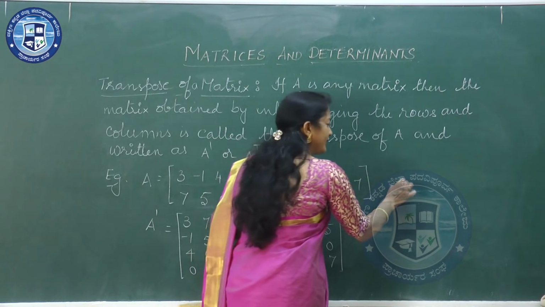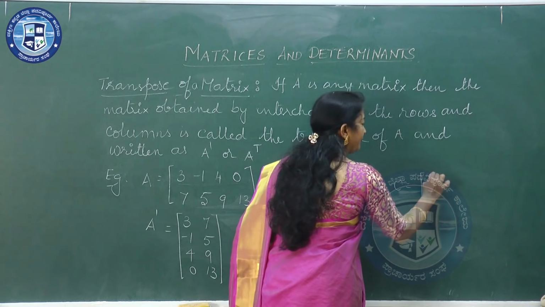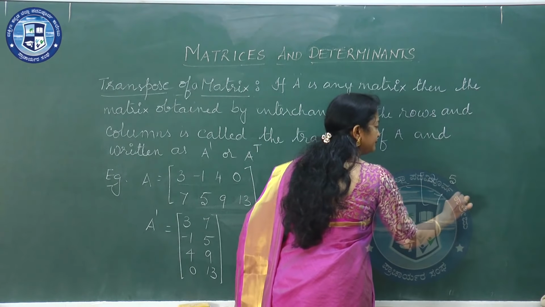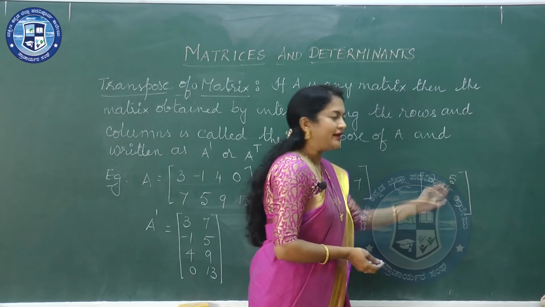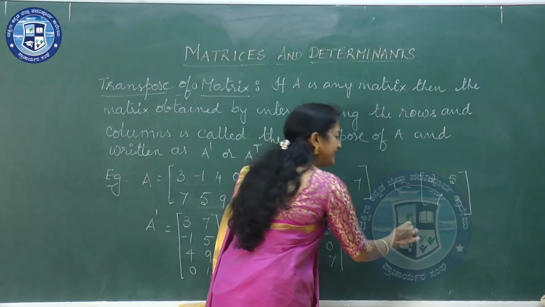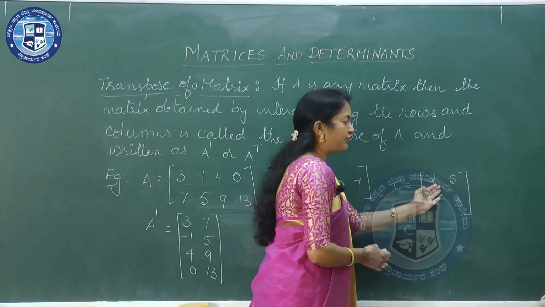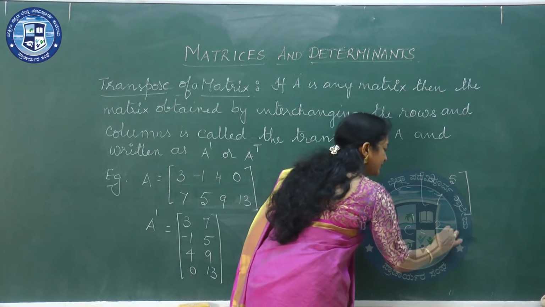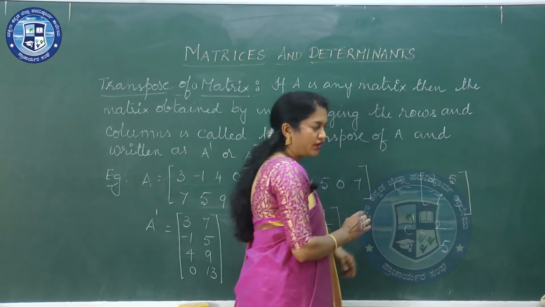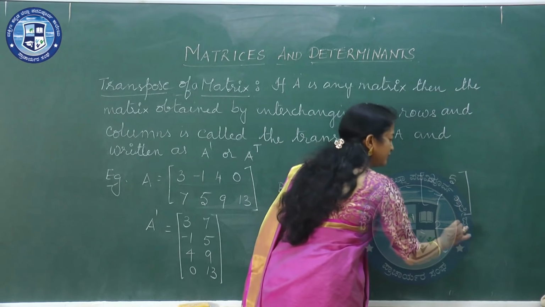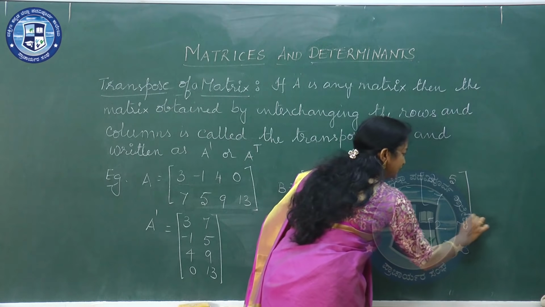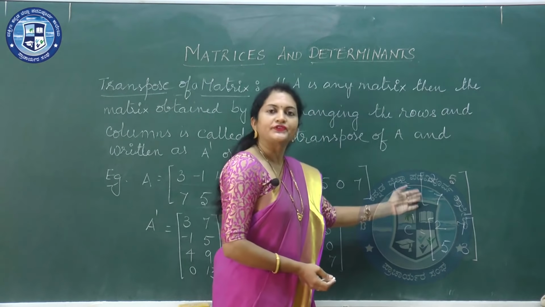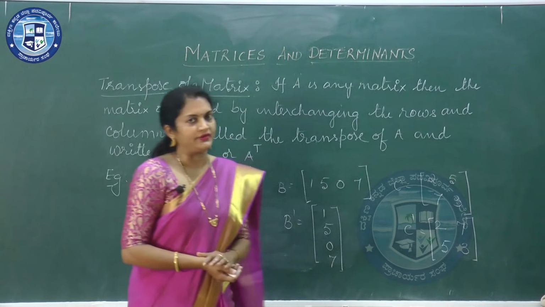Now take one more example. C is 2, 5, 7, 3. Now C dash: the first row, 2, 5, is changed into the first column, and the second row, 7, 3, is changed into the second column, 7, 3. So now this is the transpose of this matrix.